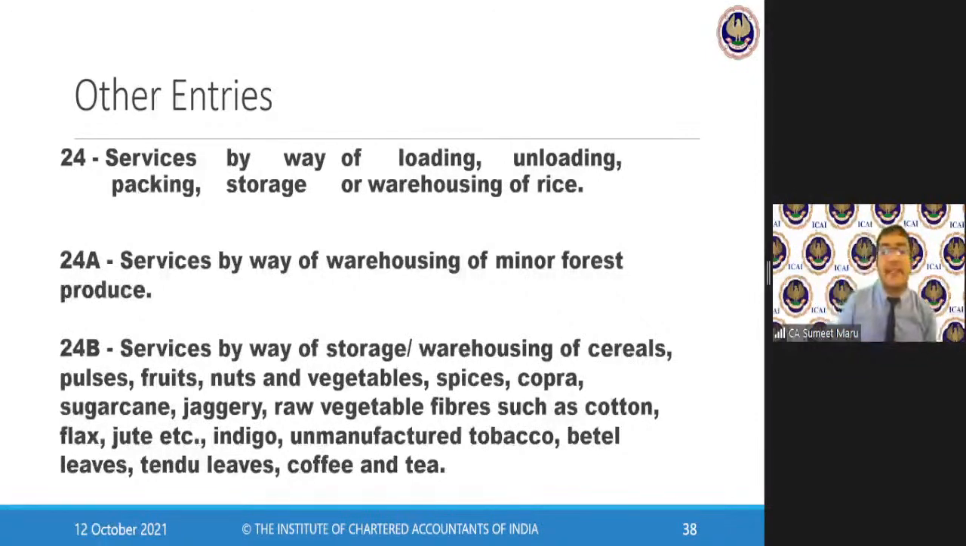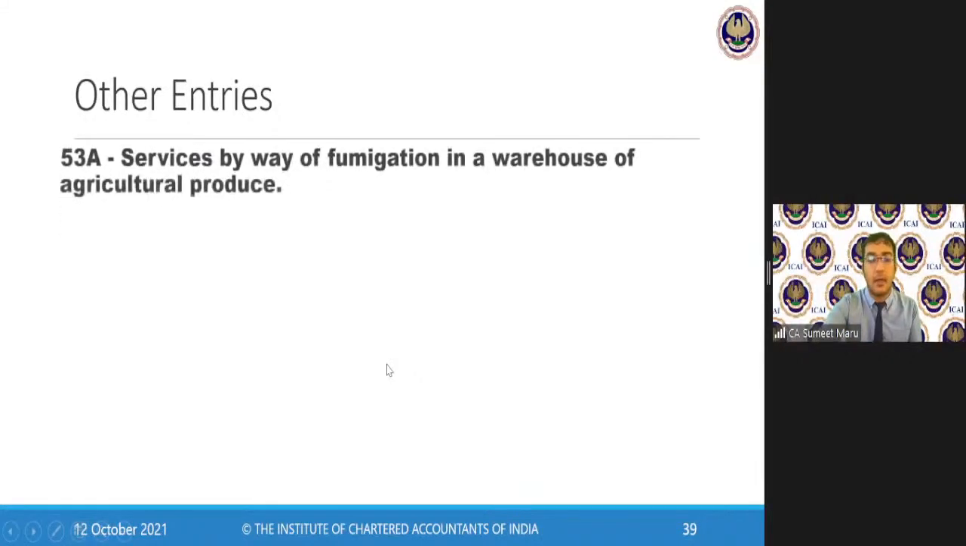So here it was given that if you are storing any pulses, fruits, vegetables, cereals, anything, including jaggery, cotton, unmanufactured tobacco, indigo, flax, jute, etc., the warehousing and the storage of the same is exempt from GST. The next is services by way of fumigation in a warehouse of agriculture produce. This you have already seen. Services of fumigation of warehouse of agriculture produce are again exempt.